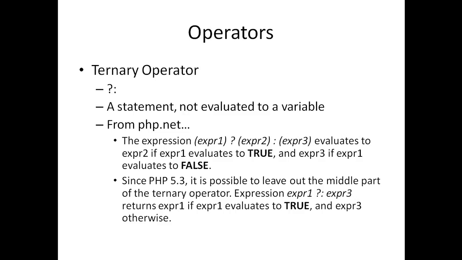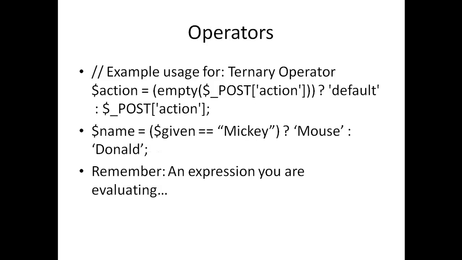Okay, so here's what php.net has to say. The expression1, question mark, expression2, colon, expression3, evaluates to expression2 if expression1 evaluates to true, and evaluates to expression3 if expression1 evaluates to false. Since PHP 5.3, it is possible to leave out the middle part of the ternary operator. Expression1, question mark, colon, expression3 returns expression1 if expression1 evaluates to true and expression3 otherwise. So it's a funny way of doing an if-else. I'd rather, for readability of code, just do an if-else. All right, so here is an example use of a ternary operator, though. Okay?